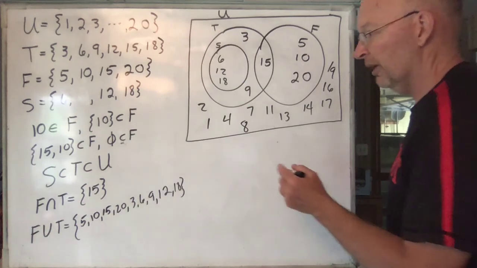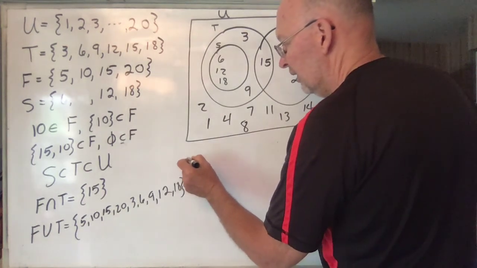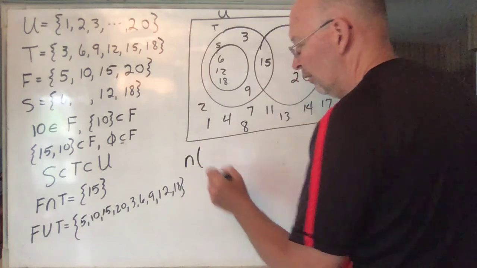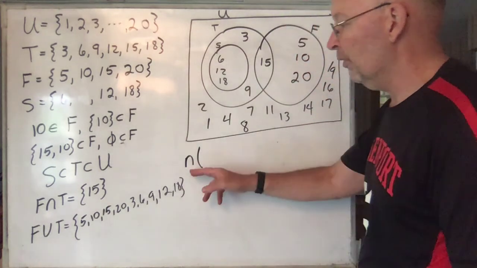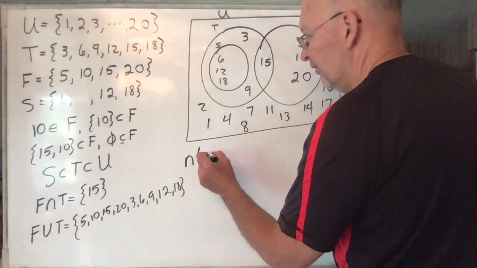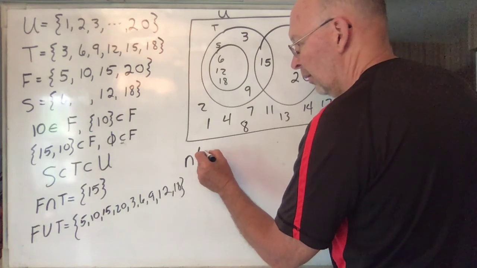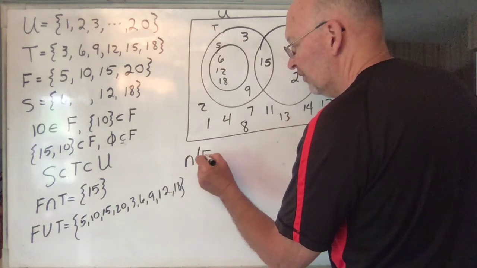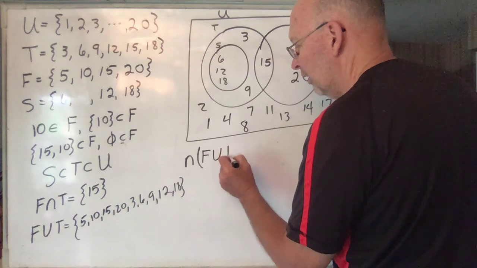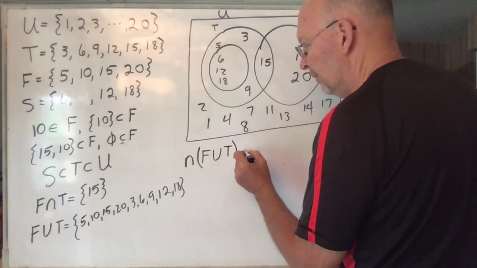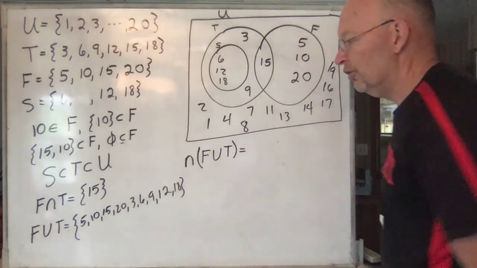Here's one other thing I'll mention to you. What is the cardinality? Remember the notation for cardinality? It's the number of elements in a set. How many elements are in F union T?